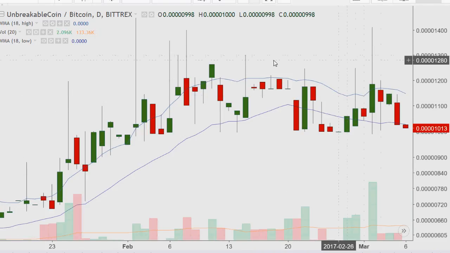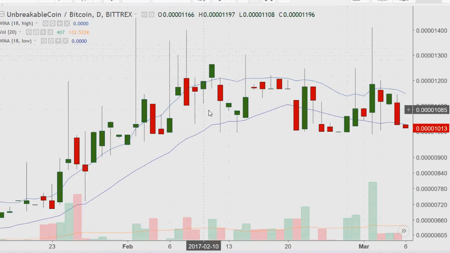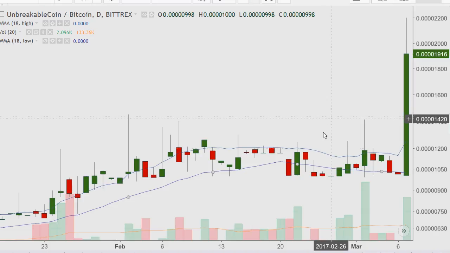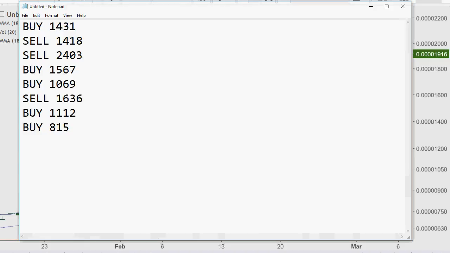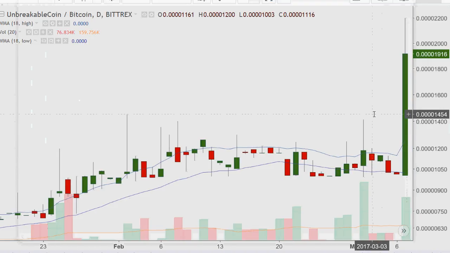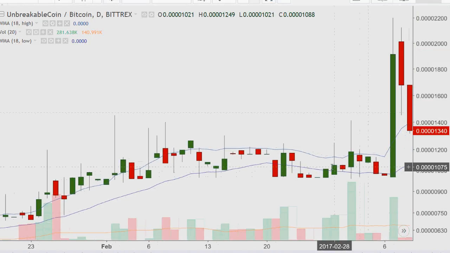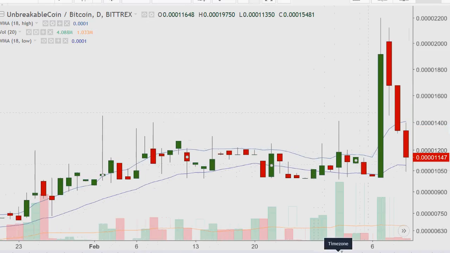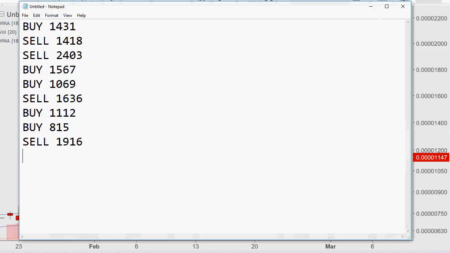You can see the ideal thing for this has always been to get these sell orders in. But there we go right there. You come up this day and you see it's at 19.16. You gotta sell. Your last buy was 8.15 and 11.12. So sell 19.16. So we wait for an 18 average of lows. That's the highs. Yeah, that works for me. 11.47 is your buyback. That's like a good gain.